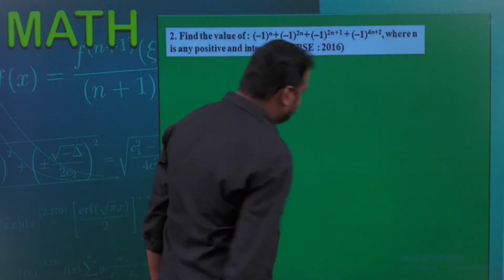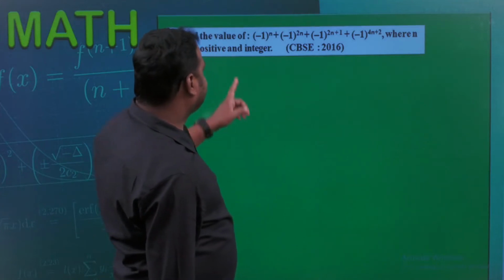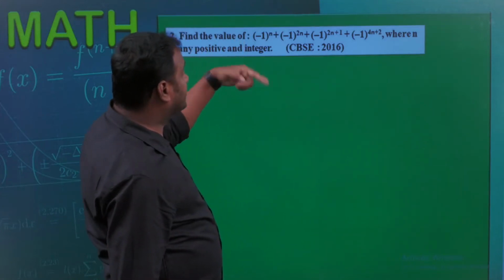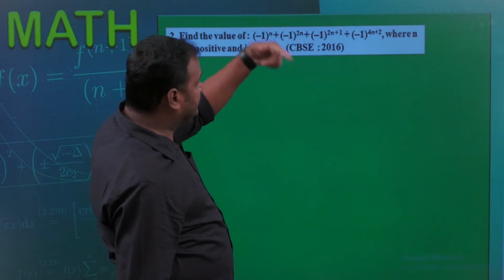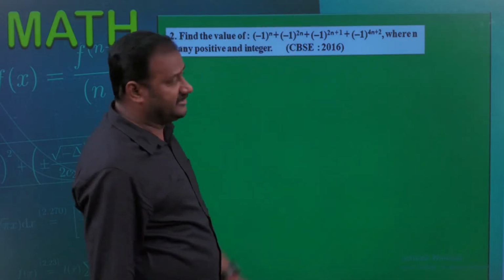Moving on to the next problem. Here the next problem is: find the value of (minus 1) power n plus (minus 1) power 2n plus (minus 1) power 2n plus 1 plus (minus 1) power 4n plus 2.